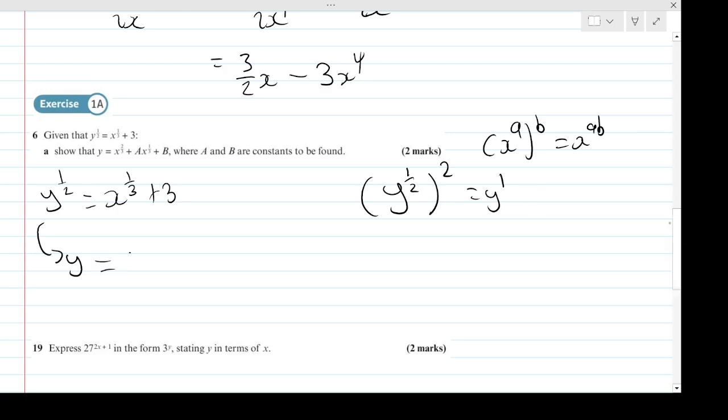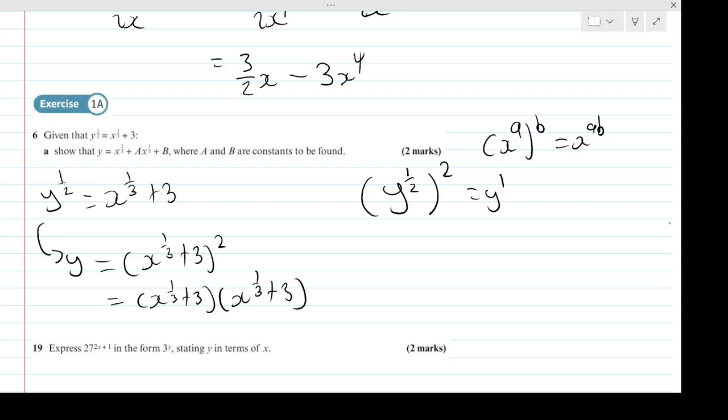So then y would be this x to the third plus 3, squared, okay? And we can expand this using our index laws. So firstly, recognise when we're squaring, that's the same as the bracket times by itself.